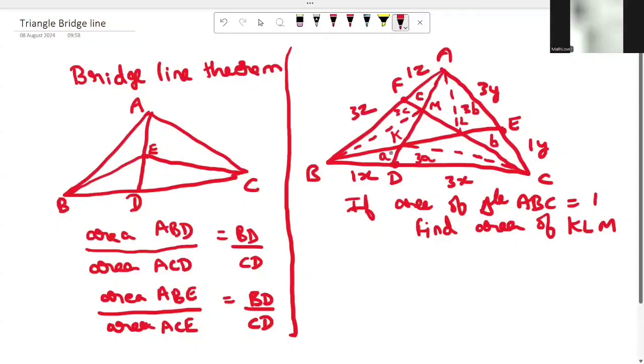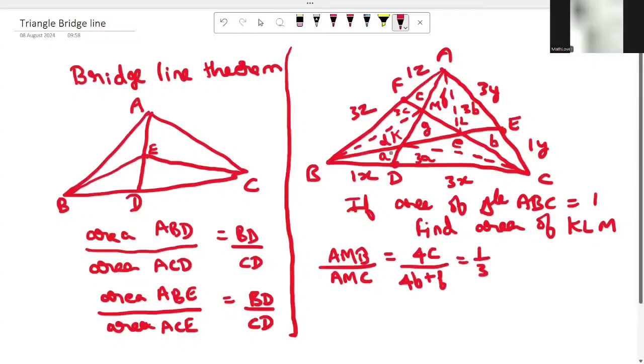Okay, and followed by the other set of areas. I'm going to call this area D, this area E, this area F, and this area G. Now, by the idea of bridge line theorem, if you notice that in the triangle ABC, with respect to point M, the area AMB to the other side, which is AMC, AMB's area is 4C, and AMC area is 4B plus F. So this will also share the same ratio of their bases, which is 1/3.